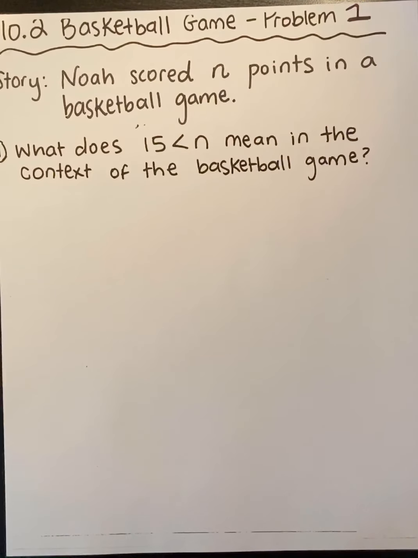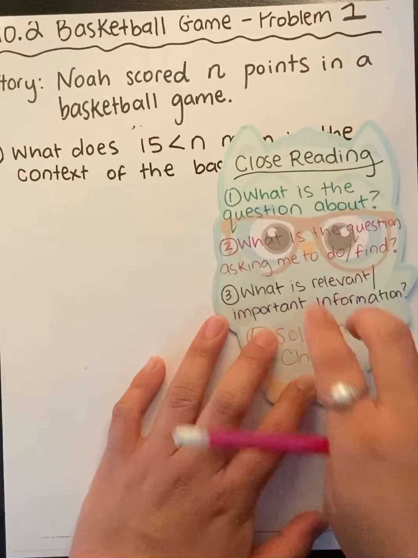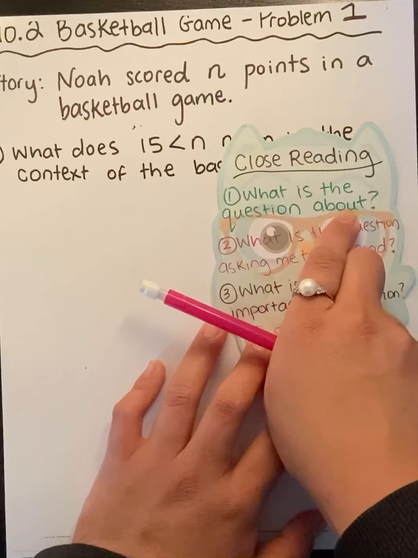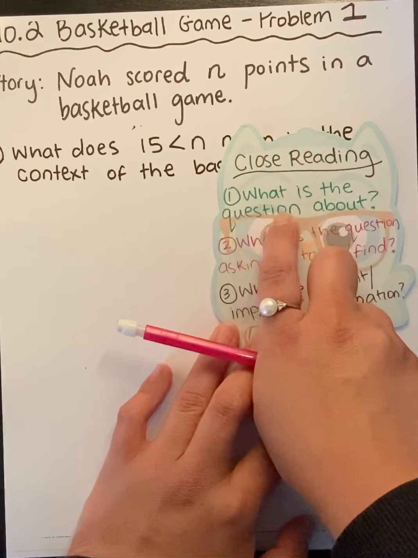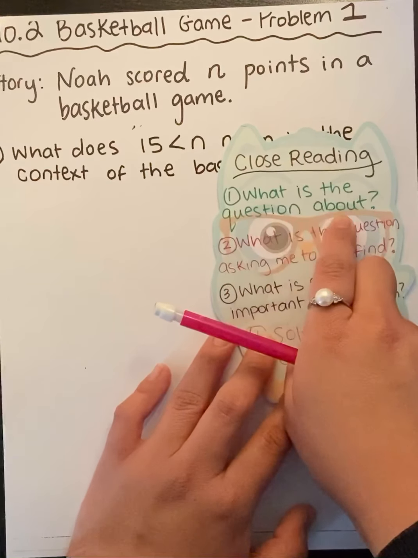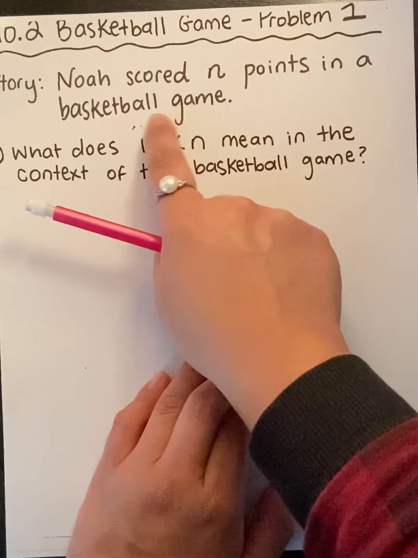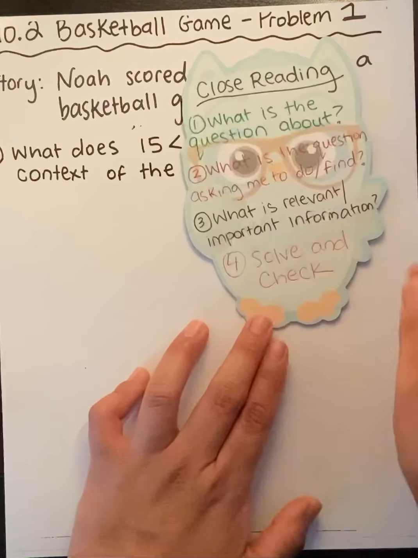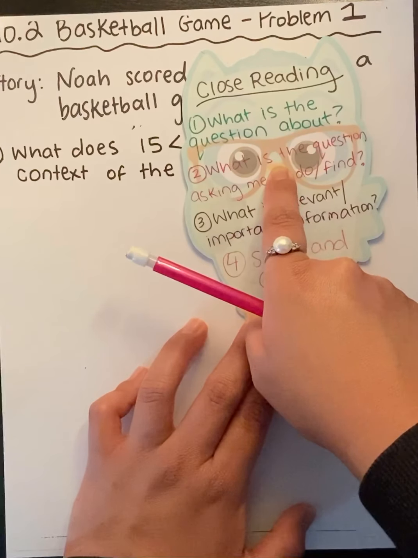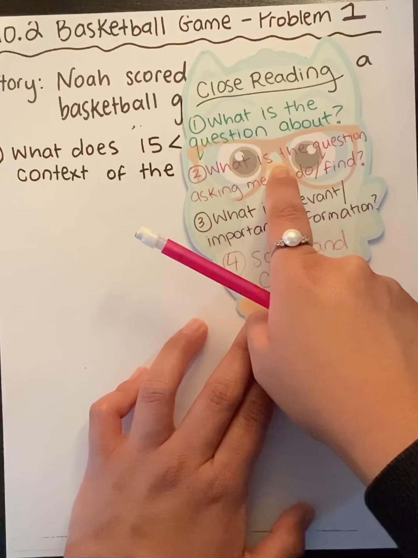If I use my closed reading strategy from the beginning of the school year, the first question I should ask myself is, what is the question about? In this case, because I am looking only at the story, I'm asking myself, what is the story about? Oh, this story is about a basketball game. The second question in our closed reading we can skip because we have not read the problem yet. All we are doing is making sure we understand our story.